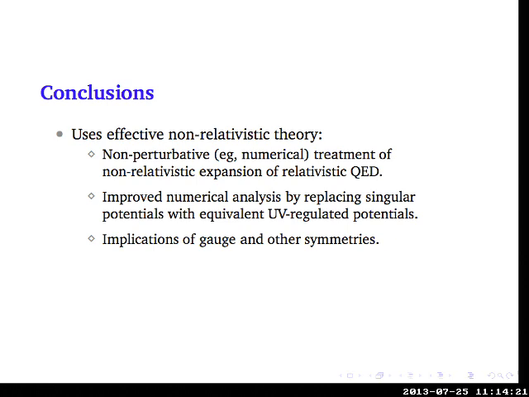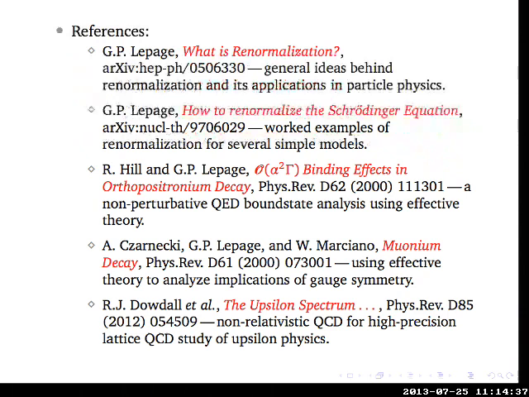As I said, it was to do a non-perturbative treatment of relativistic QED, even a numerical treatment. It improved numerical analysis, and it let me get at gauge symmetries and other symmetries. And here are a bunch of references. This one, as I said before, in particular shows that delta function, del squared delta function, smeared delta function thing in great detail, exactly how that works, and covers a lot of the standard machinery of renormalization theory. And then the other ones cover things that I talked about here. That's it.